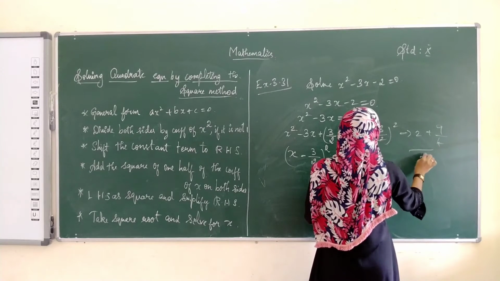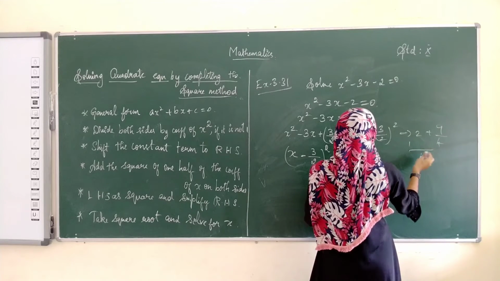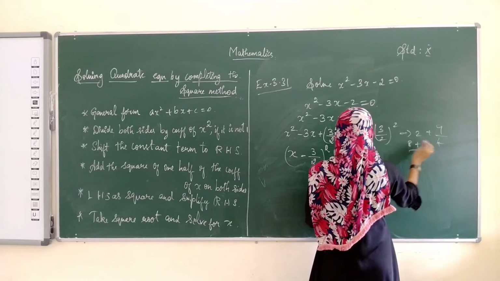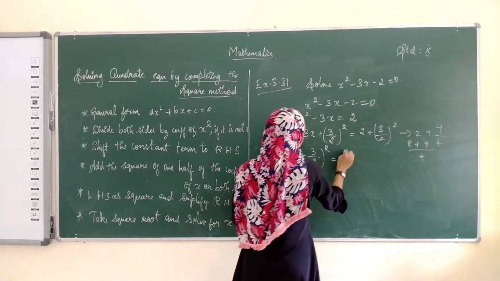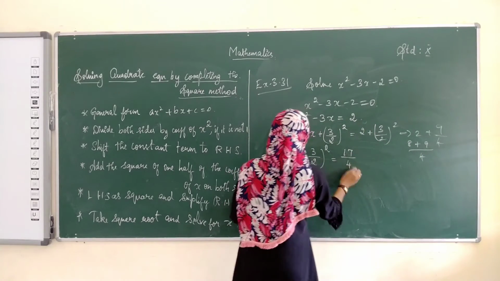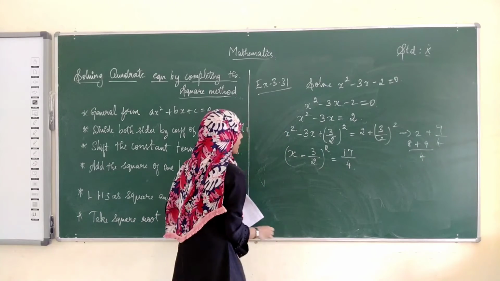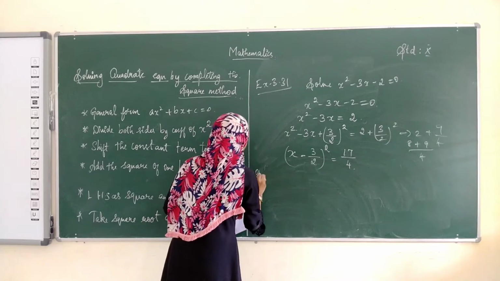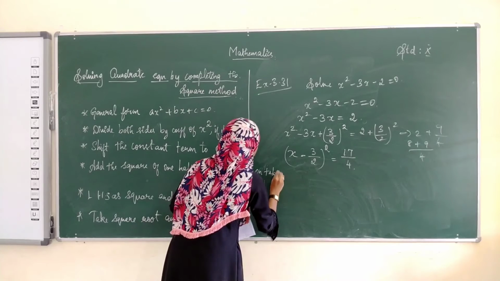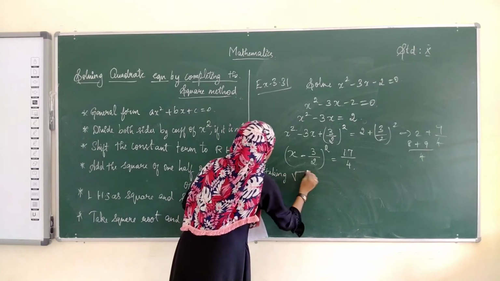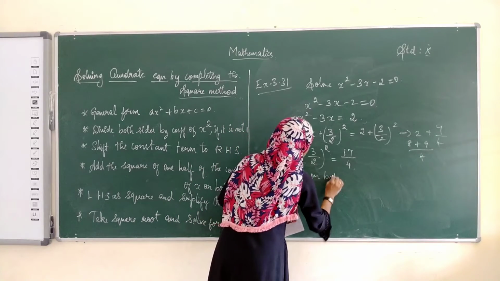I'm taking LCM. 8 plus 9, that is 17 divided by 4. Okay, 17 divided by 4. What we have to do? On taking square root, square root on both sides.